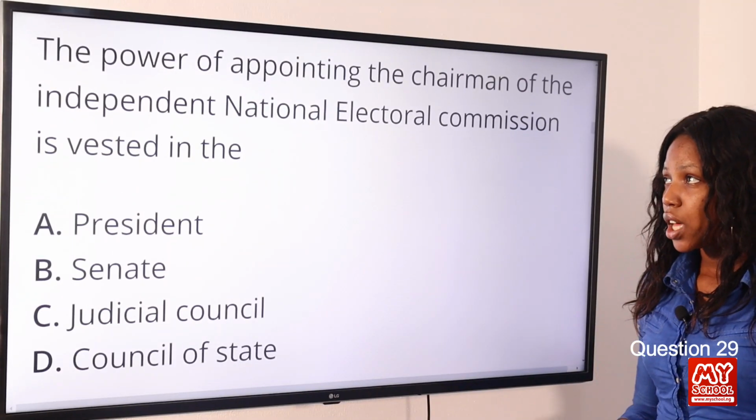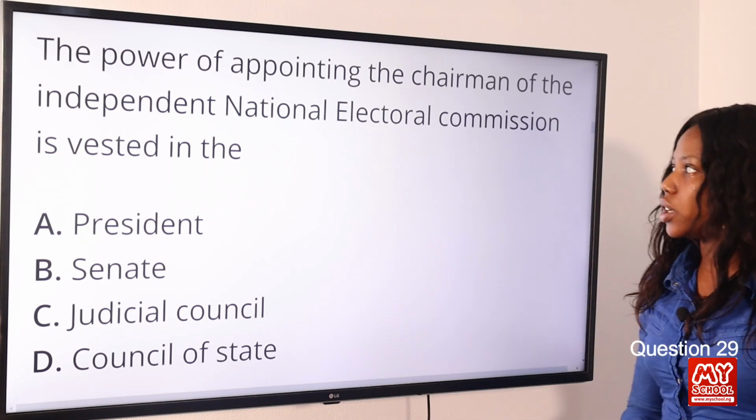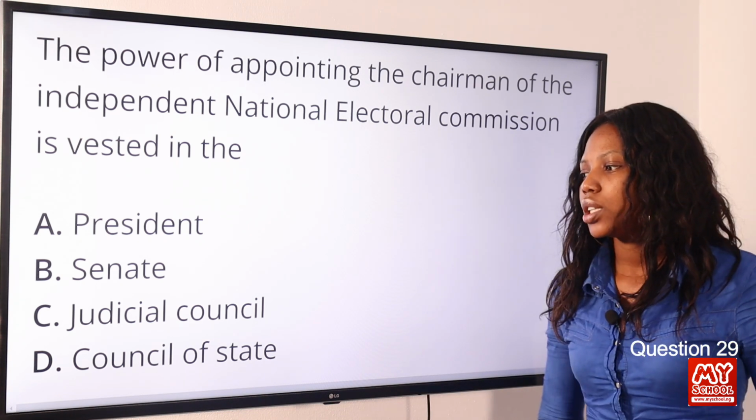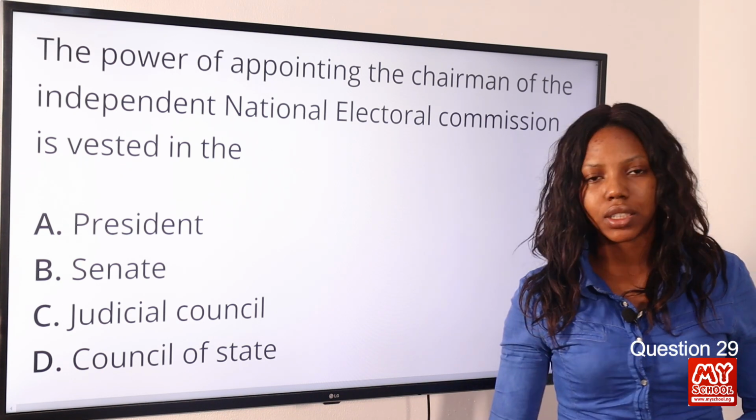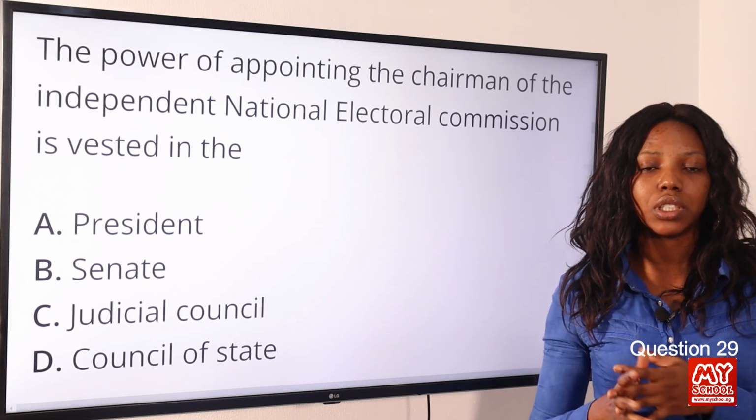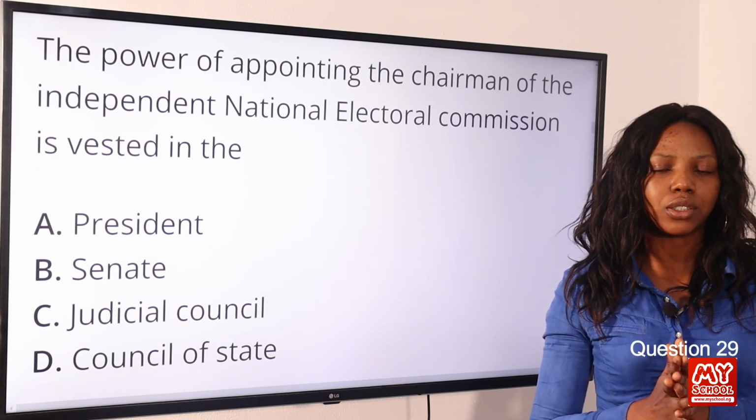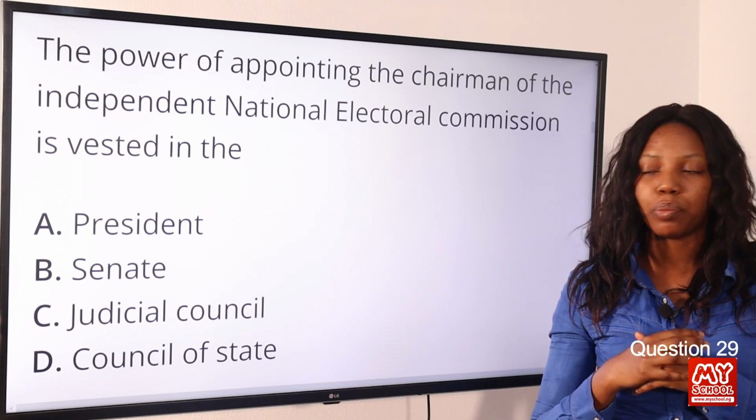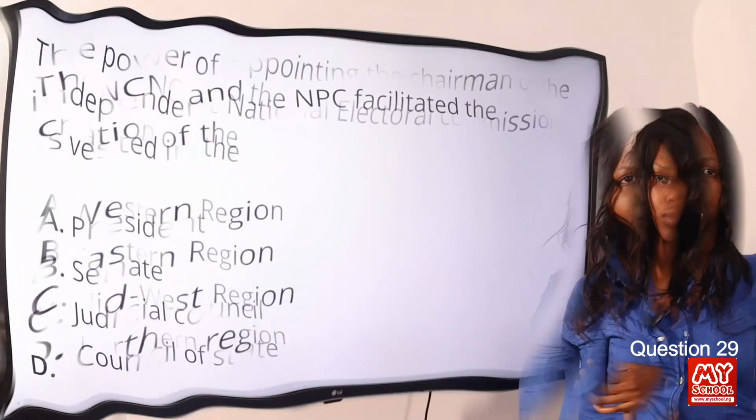Question 29. The power of appointing the chairman of the Independent National Electoral Commission is vested in the: option A, President; option B, Senate; option C, Judicial Council; option D, Council of State. The answer to this question is the President. The President can appoint the chairman of INEC, okay? Although it is subject to approval by the Council of State, only the President can appoint. The answer to this question, therefore, is option A, President.